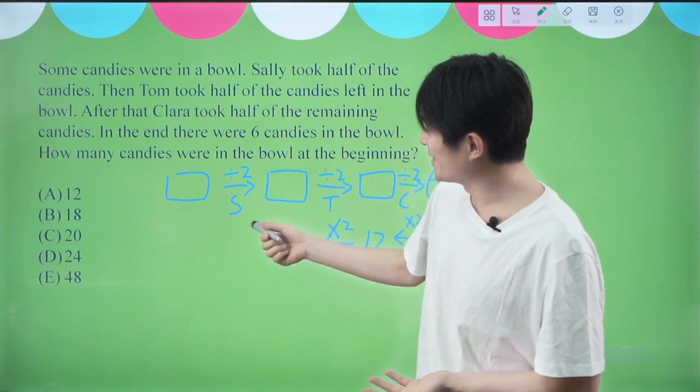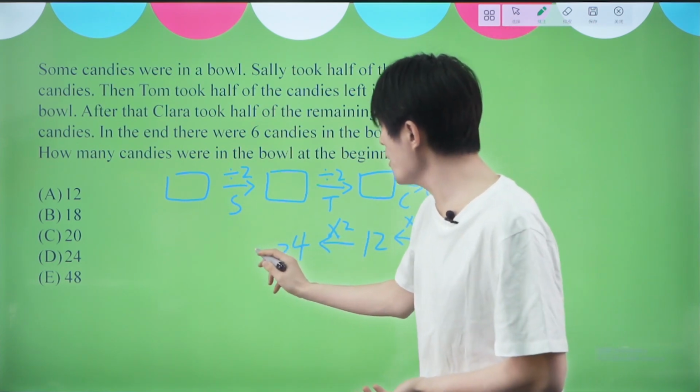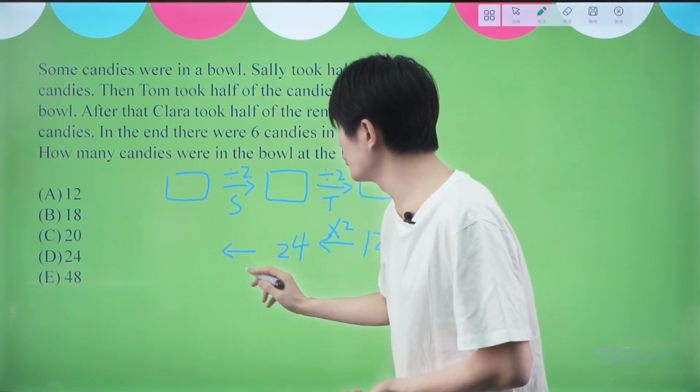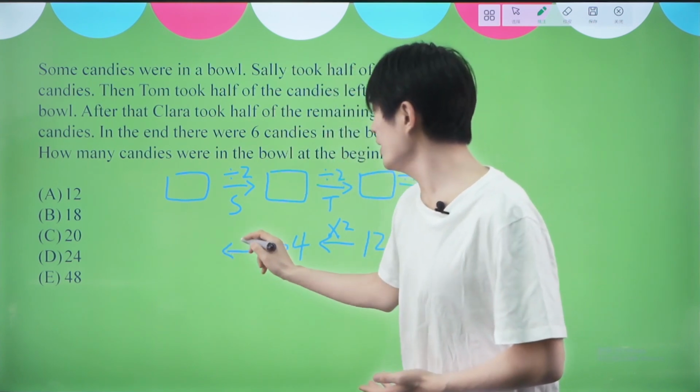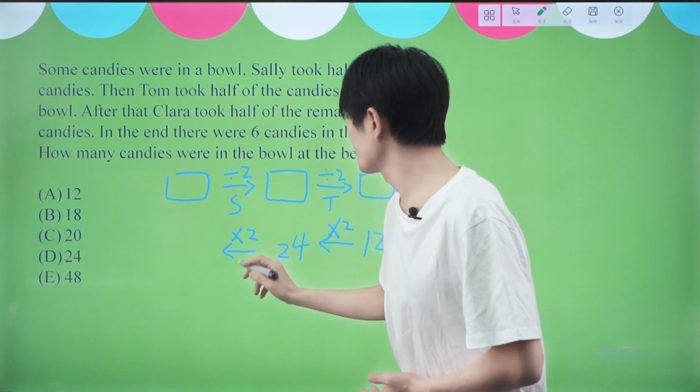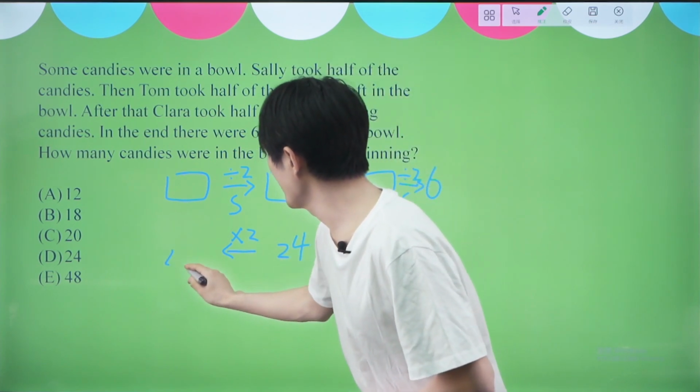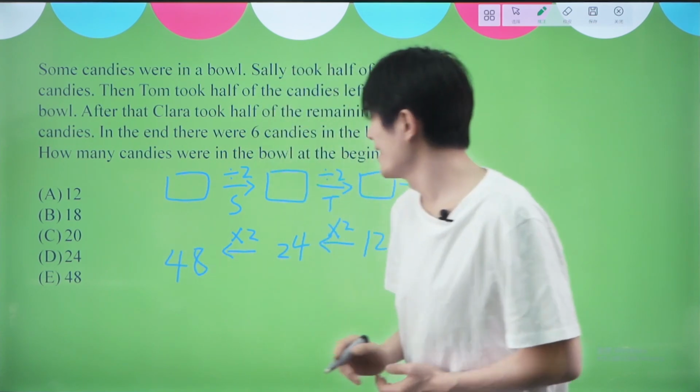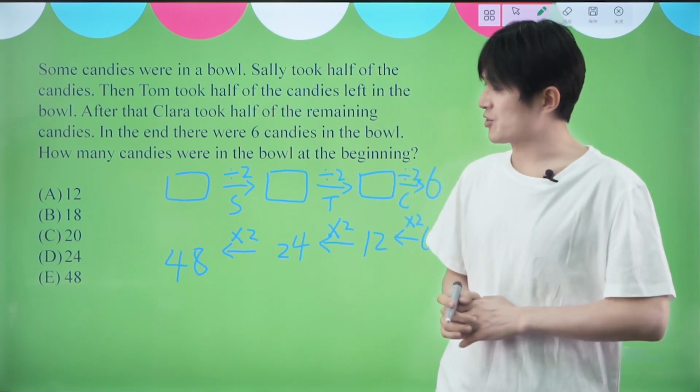And then, the same, right? An unknown number divided by 2 is 24. So what is this unknown number? 24 times 2 is 48. And now let's check our answer.